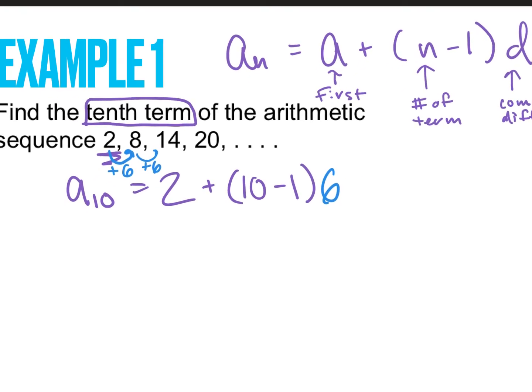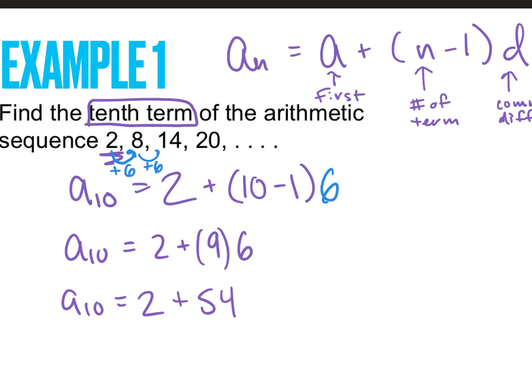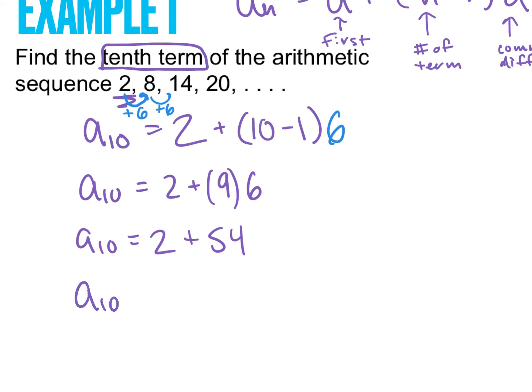So then from here, I just have to do the math to solve. I have a sub 10 is equal to, what do I have to do first? Parentheses. So 10 minus 1 would be 9. What would I have to do next? Multiply. So 9 times 6 is 54. And then 54 plus 2? 56. So our 10th term is 56.